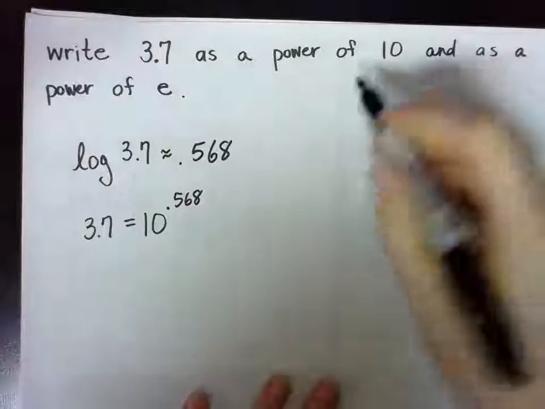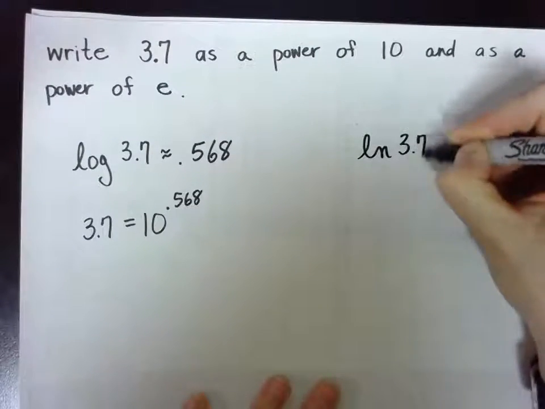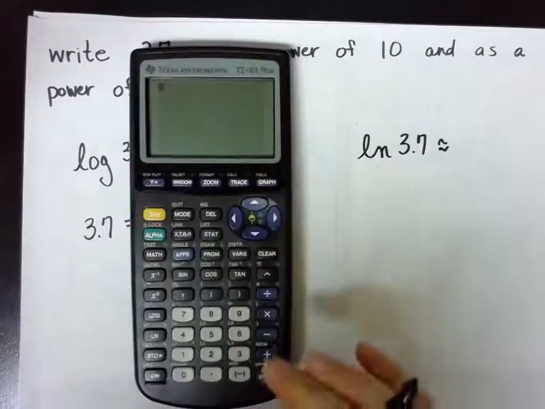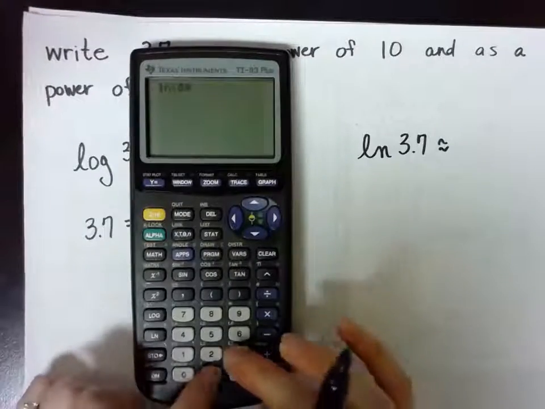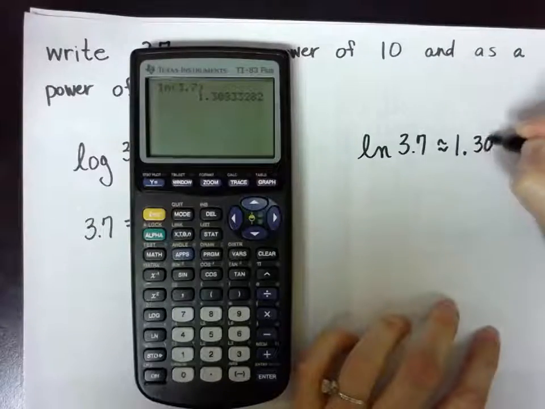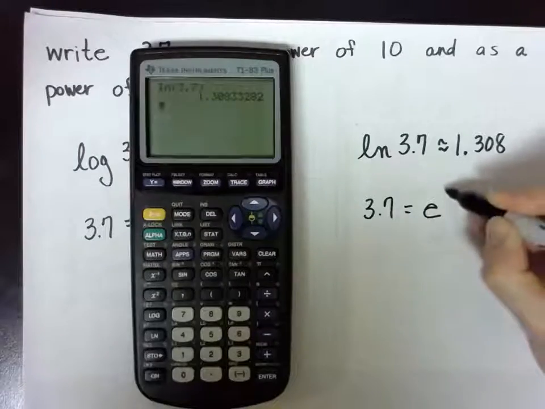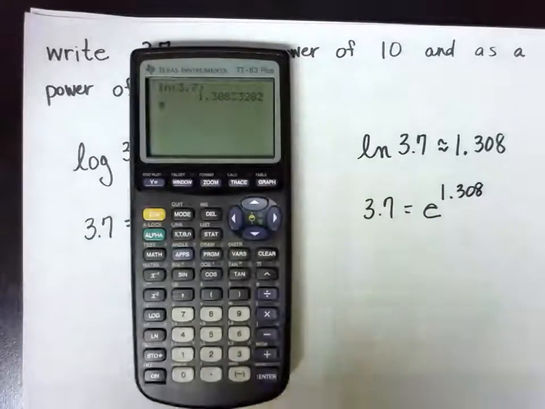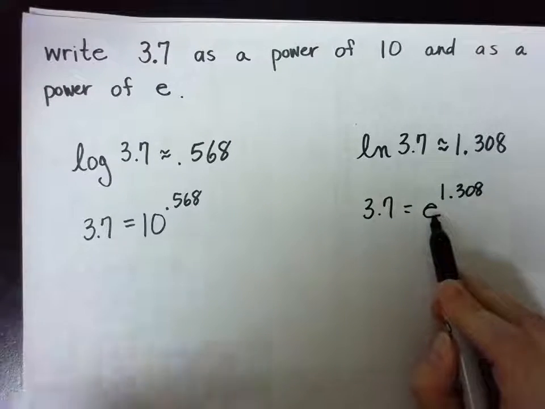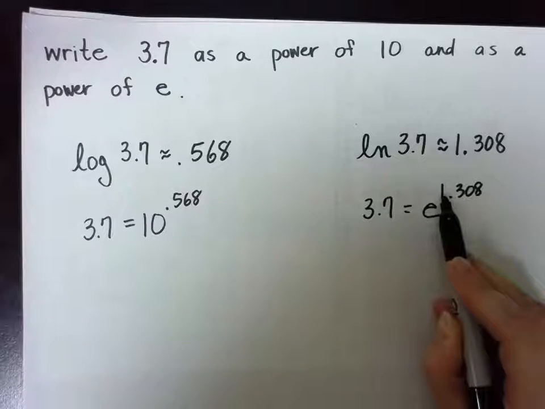Okay. What about as a power of e? Well, we have to do the natural log of 3.7 to write it as a power of e. And the natural log of 3.7 is 1.308. So 3.7 would be e to the 1.308. And it makes sense that that would be a little bit bigger than 1 because e is only 2.71828. So it would have to be raised to something larger than the first power.